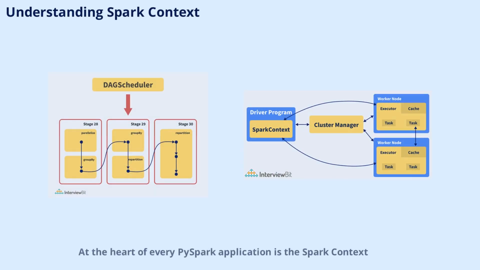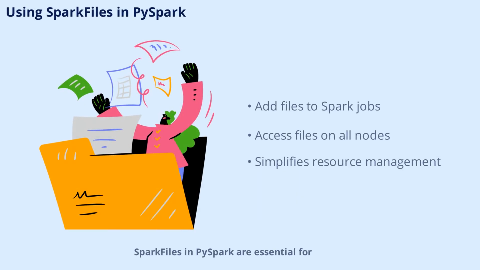At the heart of every PySpark application is the Spark context. This is the entry point to Spark's core functionality and represents the connection to a Spark cluster. With Spark context, you can create RDDs, resilient distributed datasets, and broadcast variables across the cluster. It's the foundation for all distributed operations in PySpark. By initializing Spark context, you unlock the ability to process data in parallel across multiple nodes, making your computations both scalable and efficient.